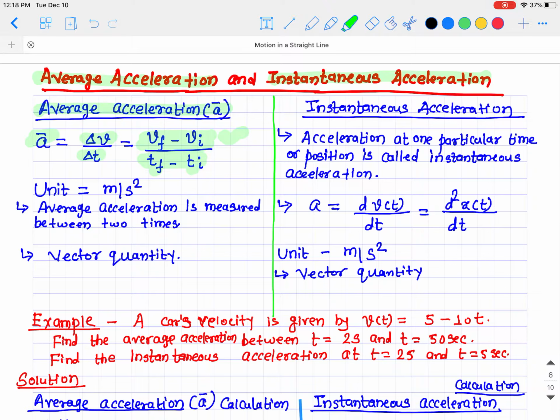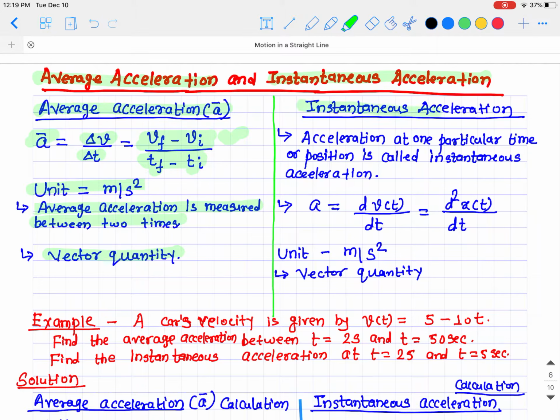The average acceleration is a vector quantity. That means it does have both magnitude and direction. The unit of the acceleration, whether it is an average acceleration or the instantaneous acceleration, is meter per second square. And one thing to make a note of is the average acceleration is always measured between the two times. It is not measured at one time, it is measured in between the two times. And as I already mentioned, it is a vector quantity.